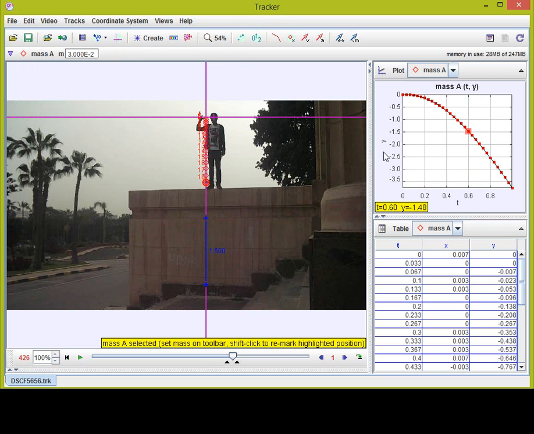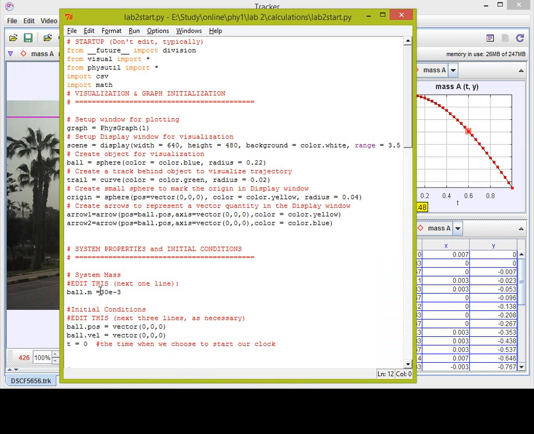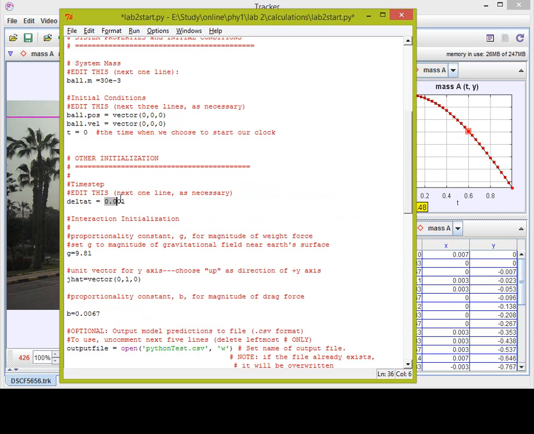Now I open Python to make the computer model. Here I set the mass of the ball to 30 grams and the initial position is 0 according to my choice of the coordinate system. The initial velocity is also 0 as the ball was dropped from rest. T is equal to 0, and this is where we choose to start our clock. Delta T should be small enough compared to 1 second, which is the whole period of motion. G stands for gravity. J hat tells the computer where the positive y-axis points. B is the drag coefficient. I'm gonna use this one later.